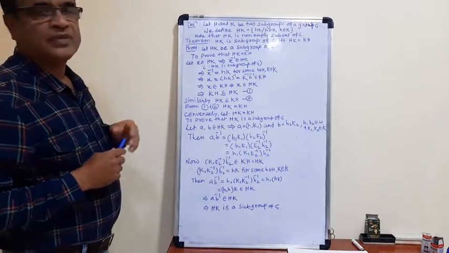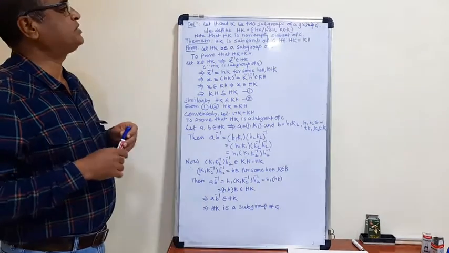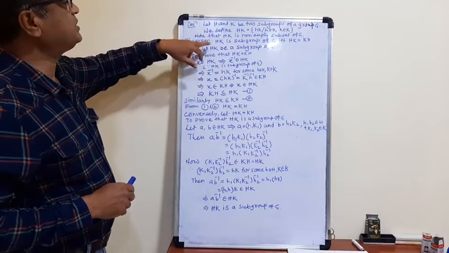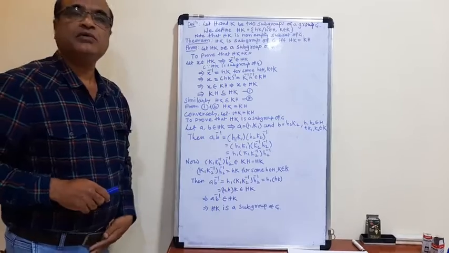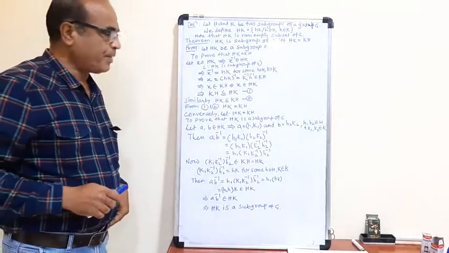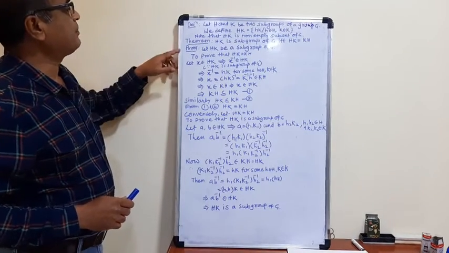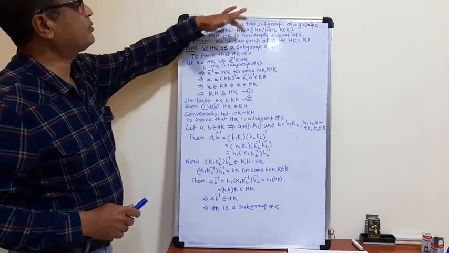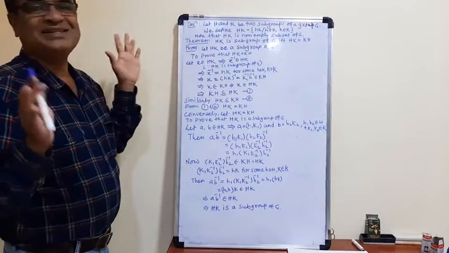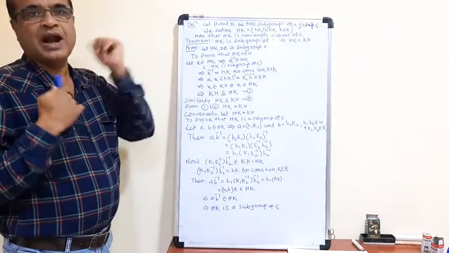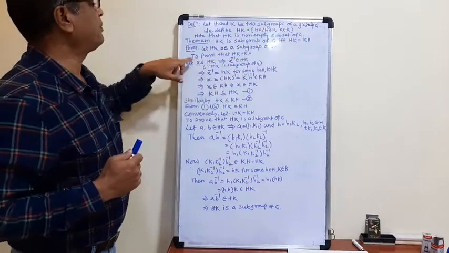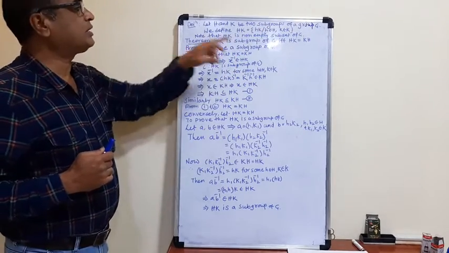So what is the theorem? HK is a subgroup of G if and only if HK is equal to KH. That is what we are proving here. The theorem is very simple. So what is the proof? Let HK be a subgroup of G, that is given. First part of the proof, the only if part: then prove that HK is equal to KH.